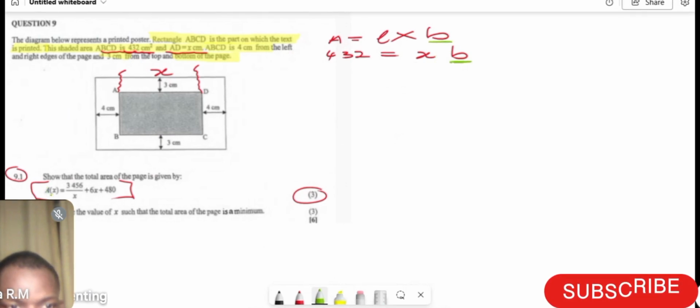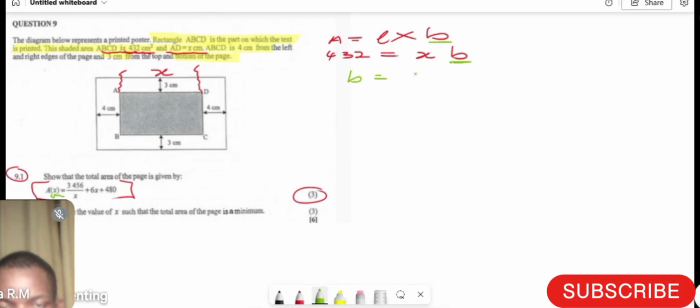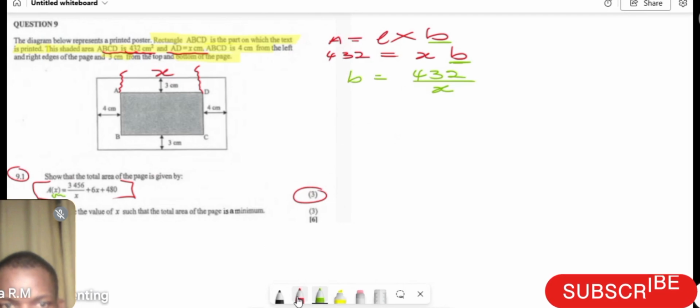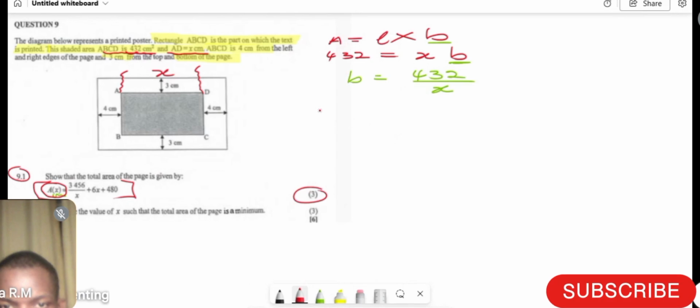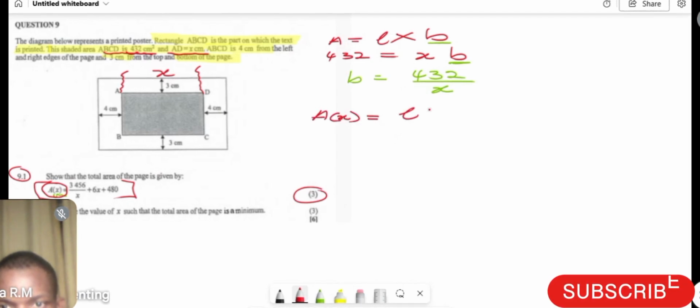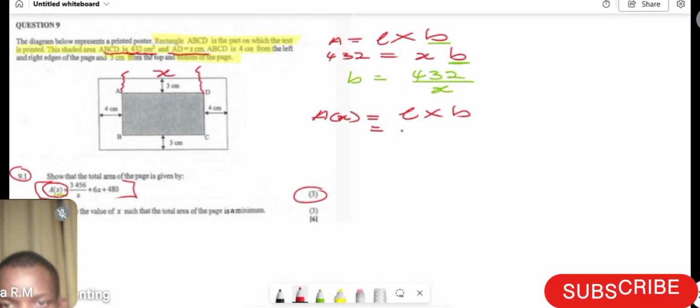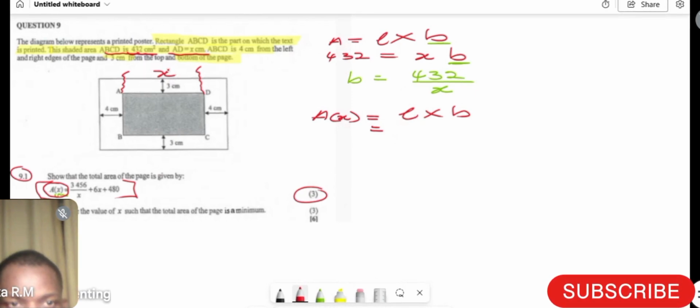We have to solve for b because we need to put x in the equation of area. All right, so we will solve for b, and we have 432 over x. Now we need to find the area with respect to x. So we rewrite the area formula, length times breadth. Now we need to find our length for the entire page, as they have asked us to do.